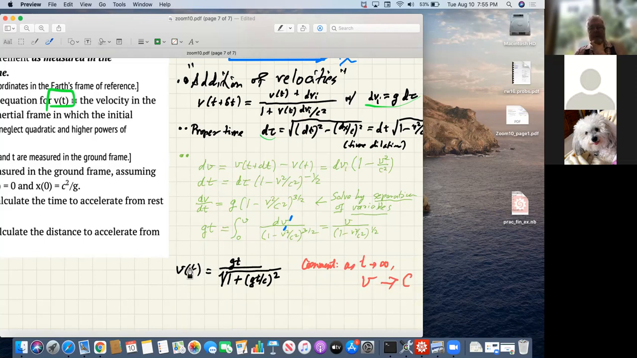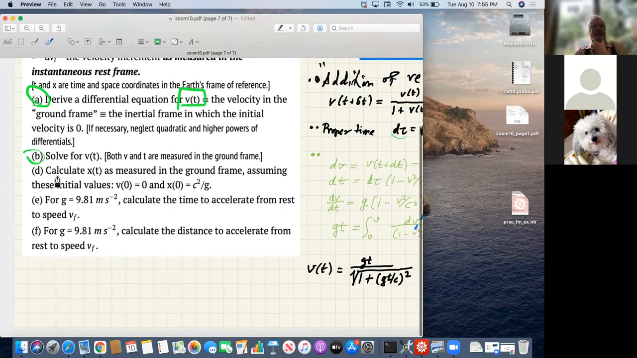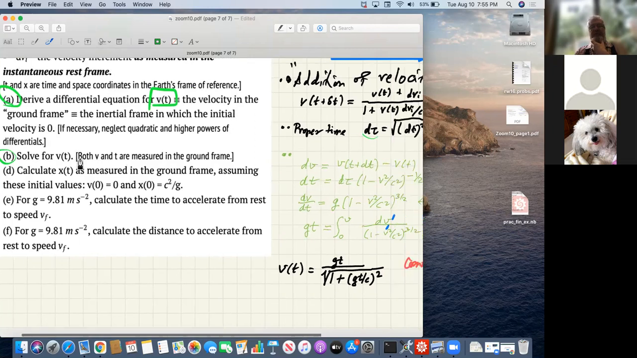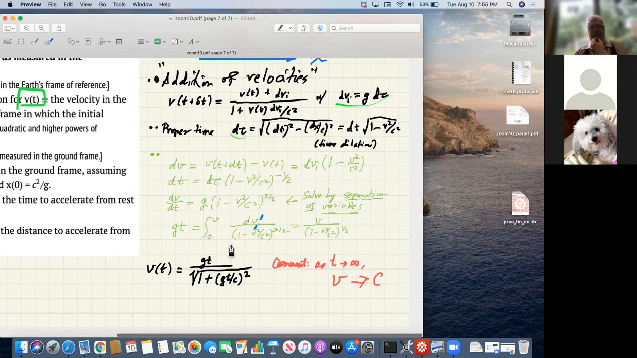V of t is gt over the square root of 1 plus gt over c squared. So that answers part B of the question. Solve for v of t. There's an interesting feature here.